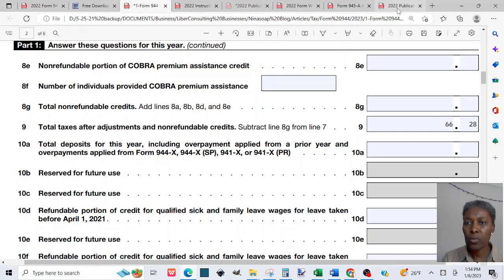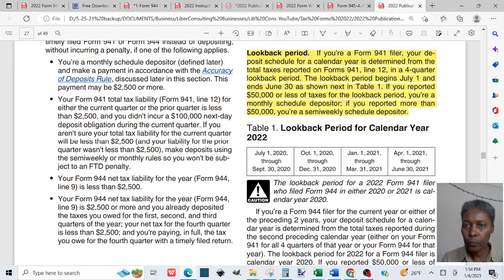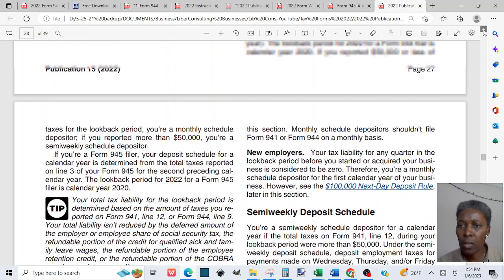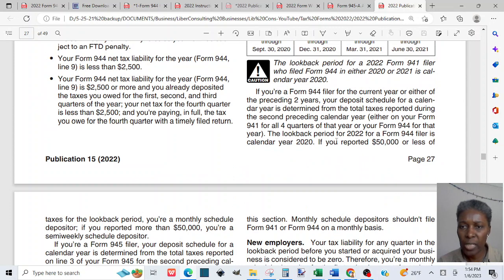So let's go back to the publication we are using here. The way it is here, they are talking like if it was the beginning of 2022, like last year, January 2022, you are trying to figure out your look back, you use 2020. But for 2023, your look back will be 2021. Did I go too far? So they explain it here.